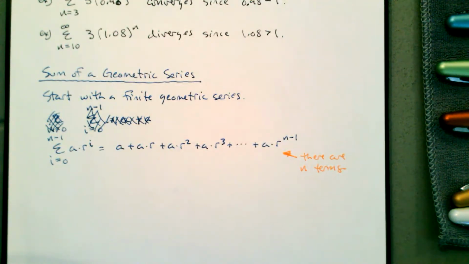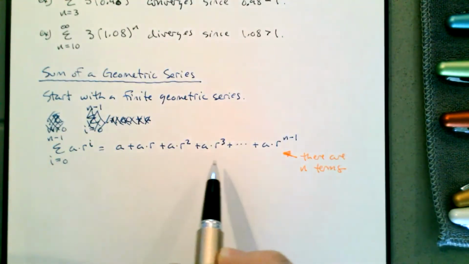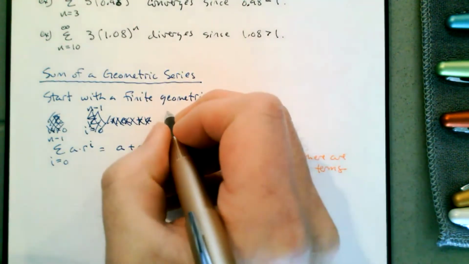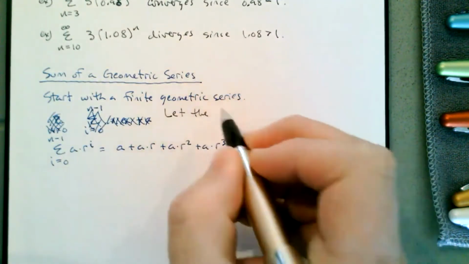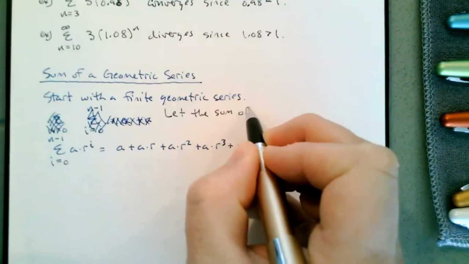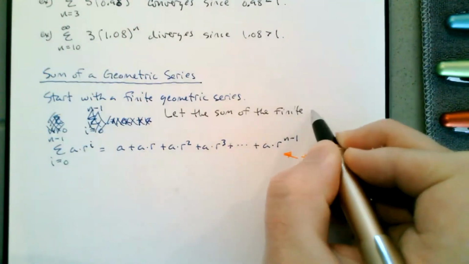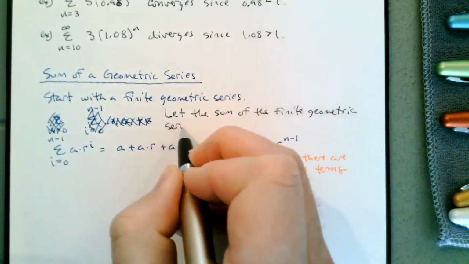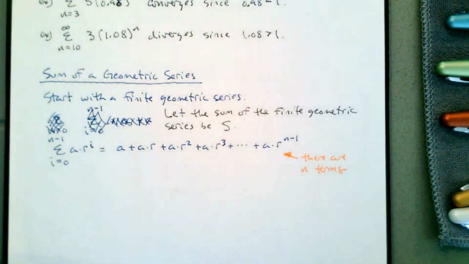We're going to recognize that since we have a finite number of terms, let the sum of this finite geometric series be S, capital S for sum.